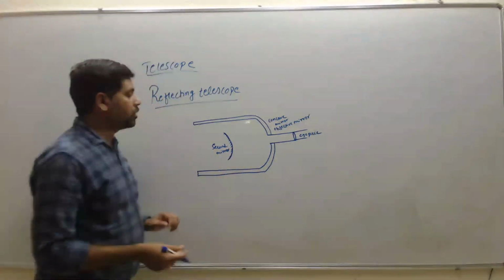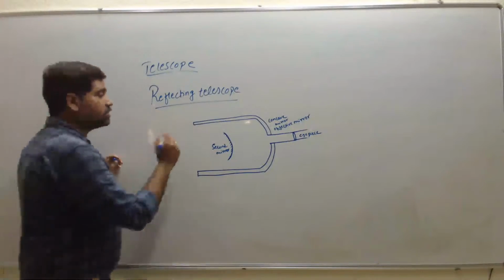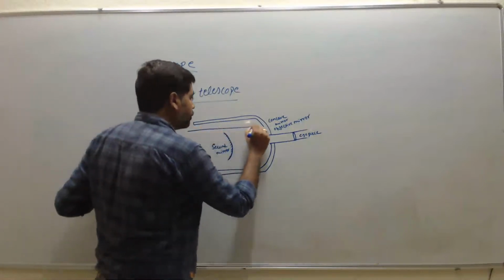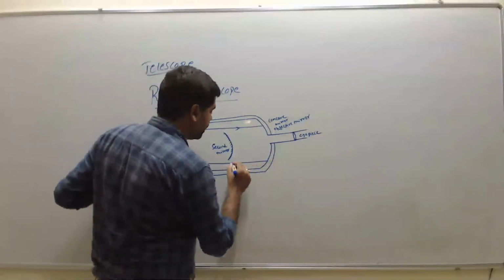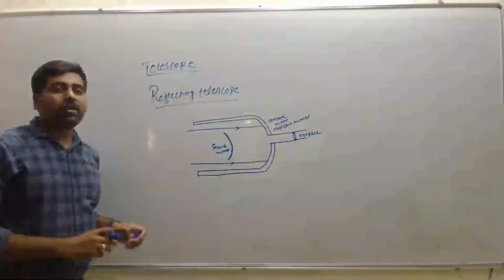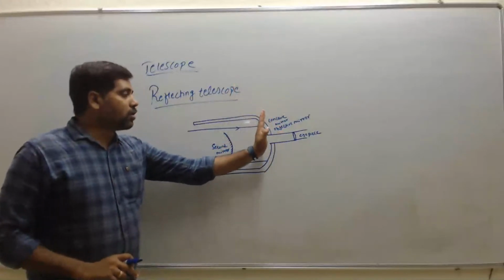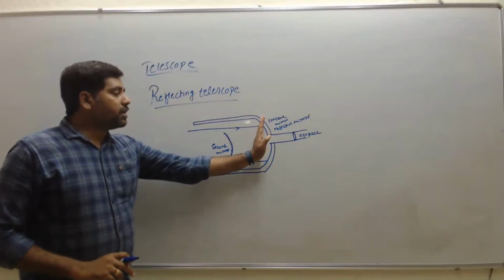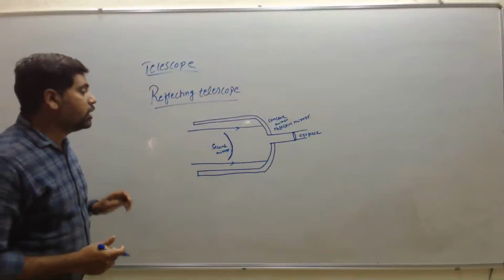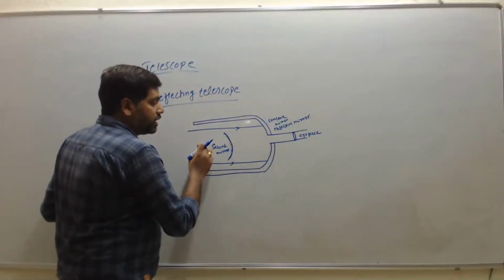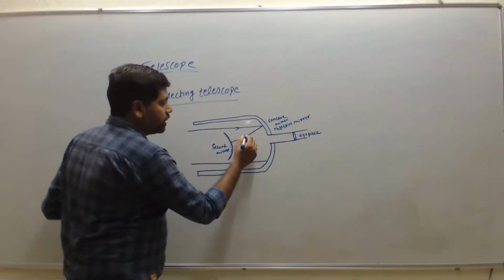So this convex mirror is called the second mirror. The light rays which are coming from a larger distance are parallel. These light rays are first incident on the concave mirror. After reflecting, these rays meet at the point focus. Before the reflecting rays meet at the focus, we place one secondary mirror.